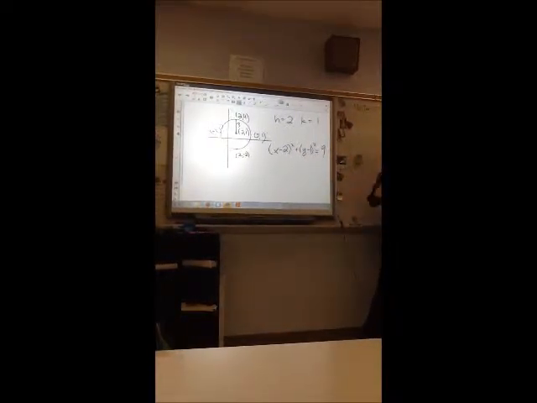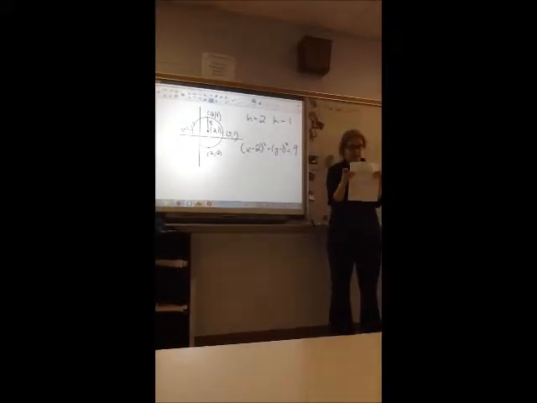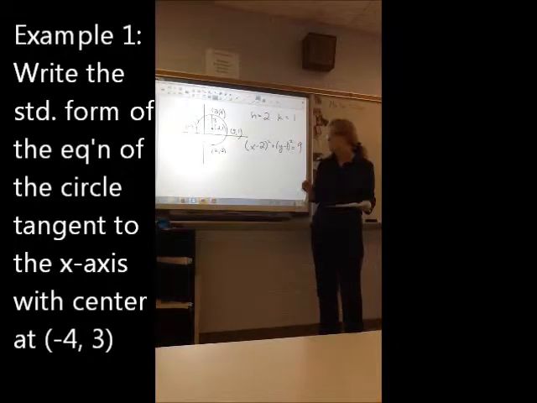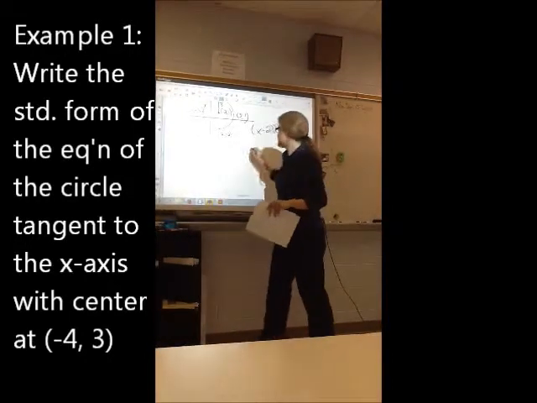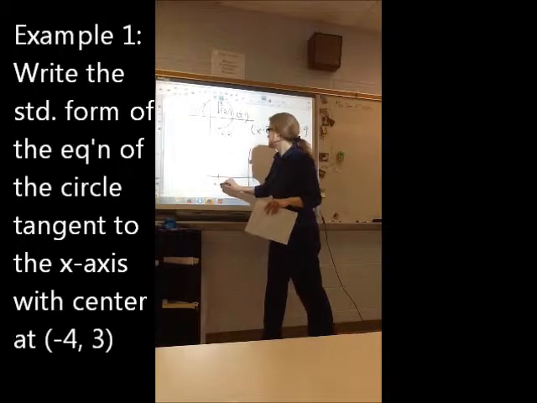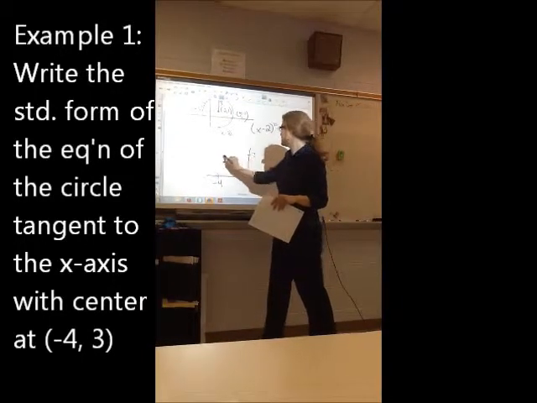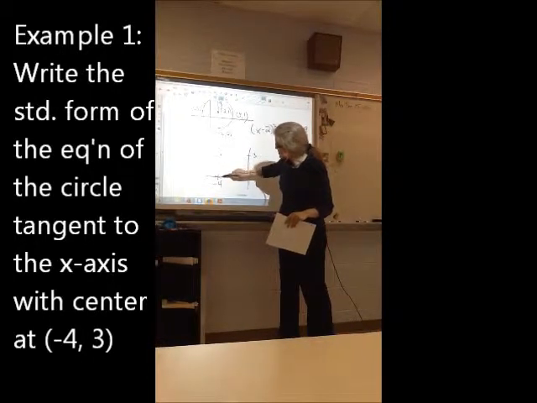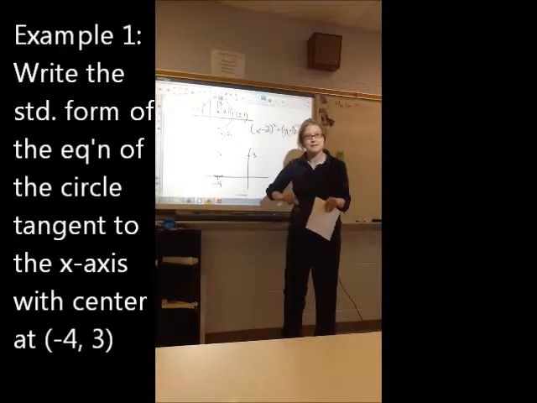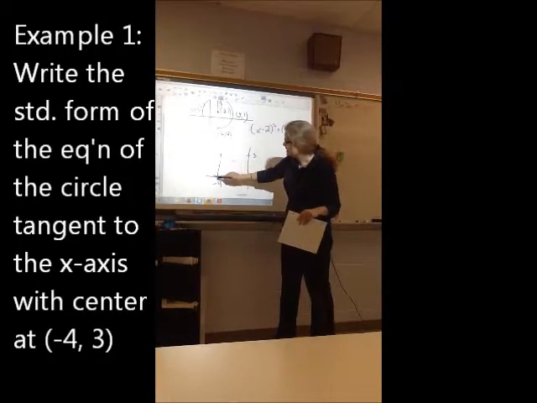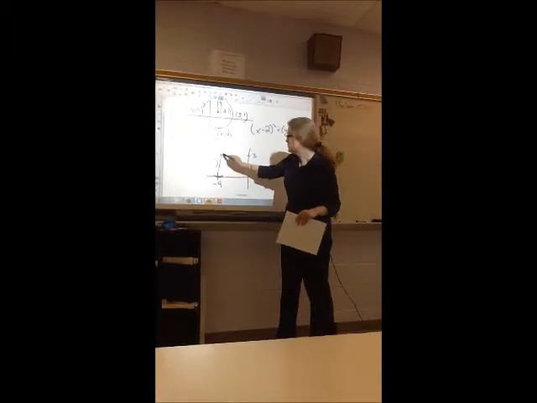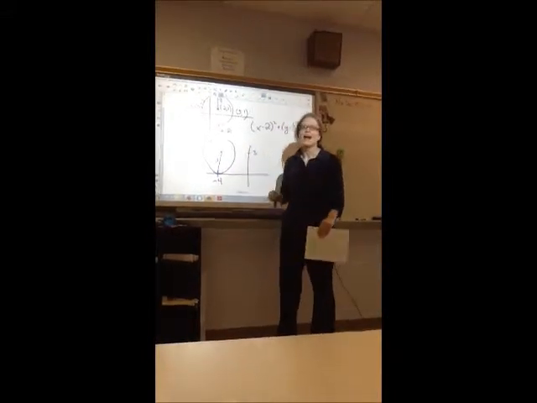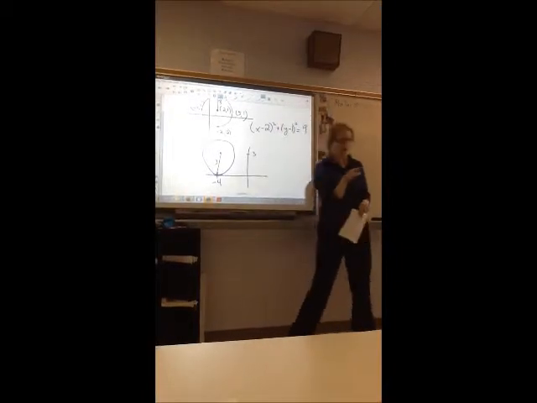All right. So looking at your first example here, it gives you the center point and tells you it's tangent to the x-axis. So the center point is at (-4, 3). Tangent to the x-axis means it touches it but doesn't cross it, just kind of glances off it. So that gives us the radius of the circle. From 3 down to 0 is just 3.